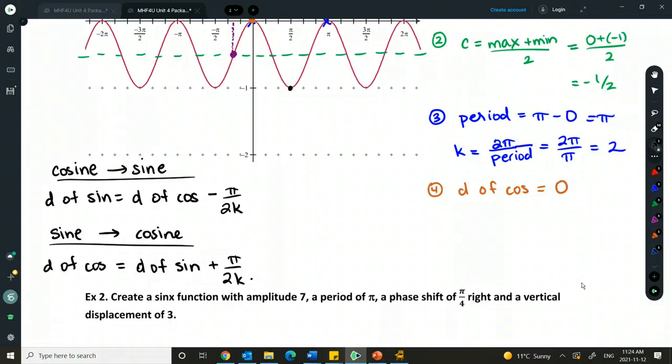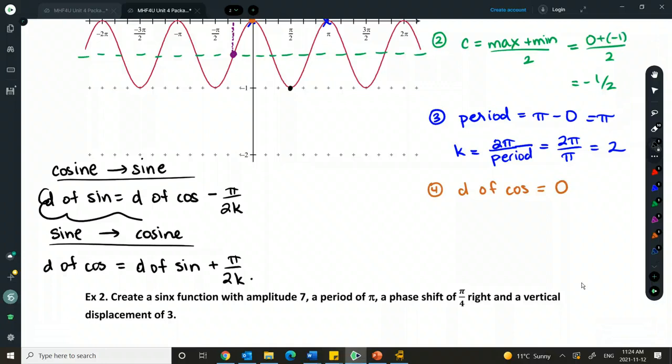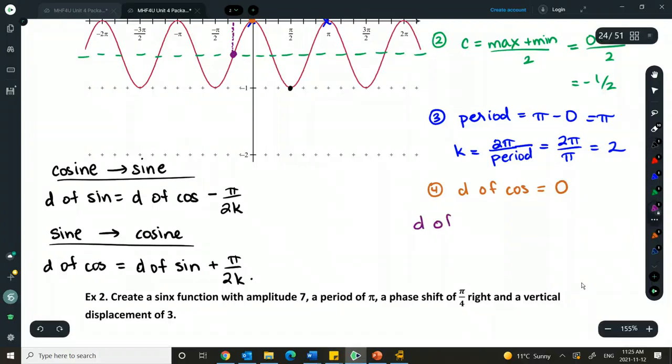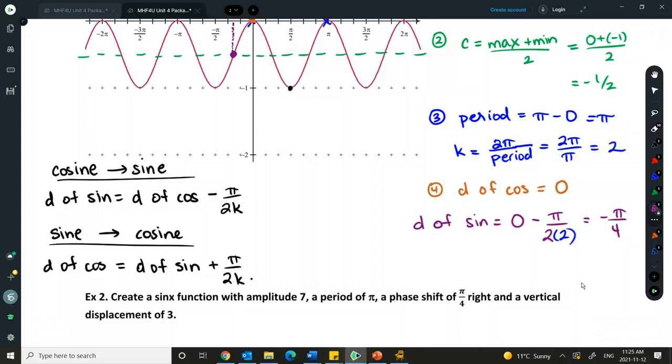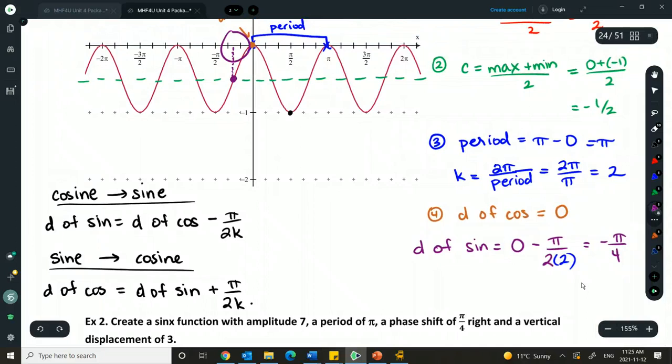So for this one, to make sure we get the correct d of sine, I'm going to use this first little formula here, because we already have d of cos and we have the k value. So let's see what we get for d of sine. d of sine should equal d of cosine, which is 0, minus pi over 2 times k, and k was found as 2. So here we're getting negative pi over 4, or in other words, pi over 4 to the left, right? Does that make sense? Does that look accurate for where this is, Lucas?